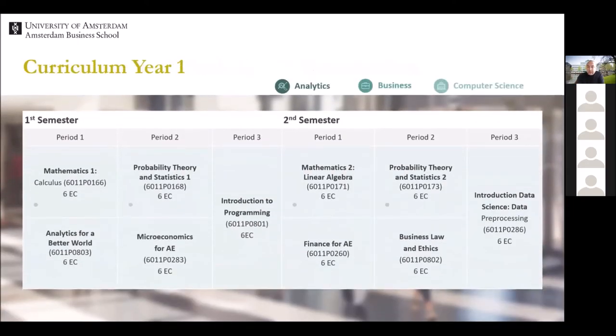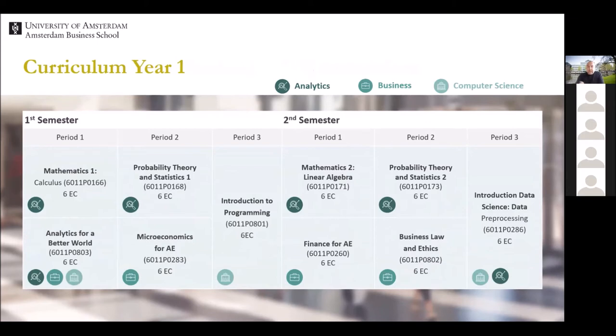Just a quick look at the curriculum from the very beginning. This is year one. Here you see we have more courses representing one pillar. These are fundamentals. This is to prepare you for more specialized courses in the second and third year of the curriculum. These will come later, but first we need a good basis. So we have courses like Mathematics 1 and 2, Probability Theory and Statistics, and Introduction to Programming, and on the business side, Microeconomics and Finance.